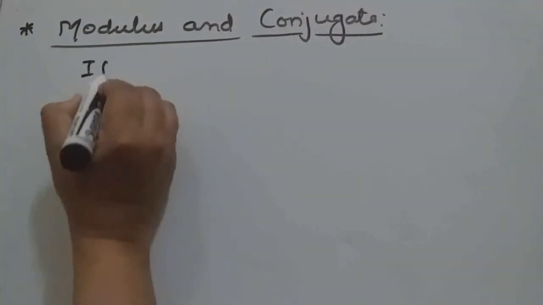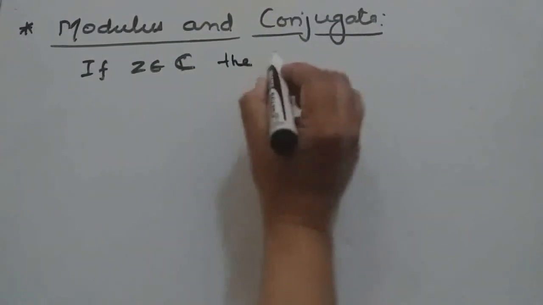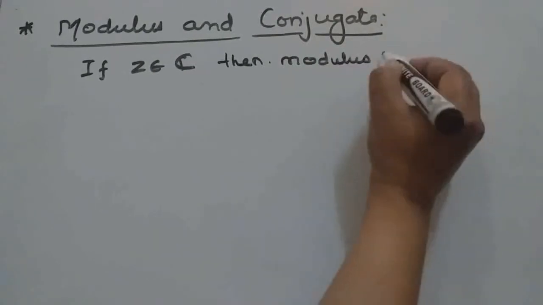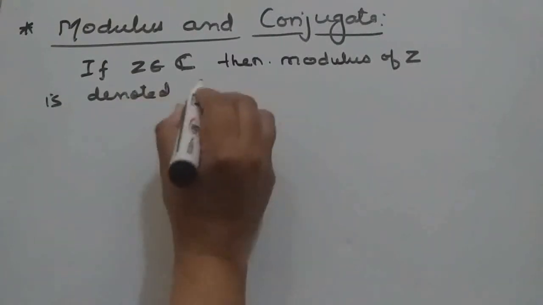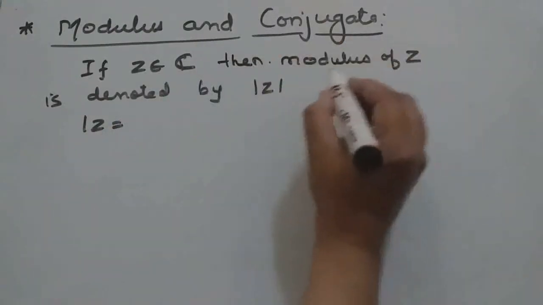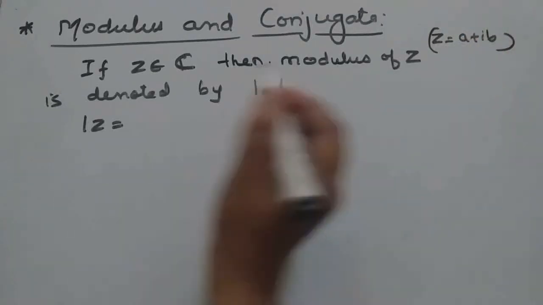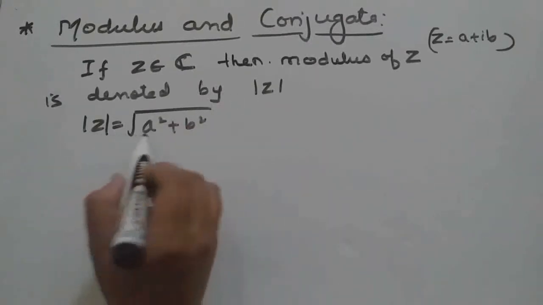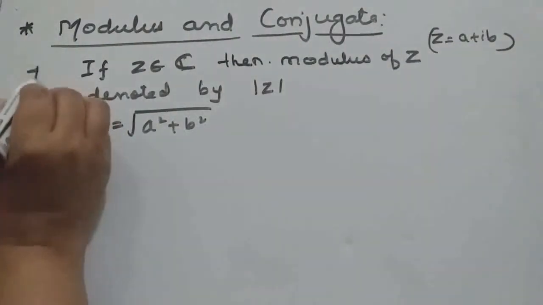If z belongs to C, that is, z is any complex number, then the modulus of z is denoted by mod z, where z is suppose a plus ib. It is equal to the root of a square plus b square. Okay, this is about modulus.